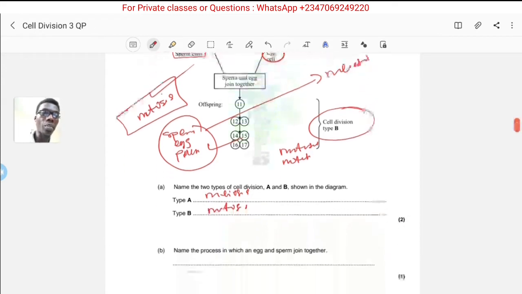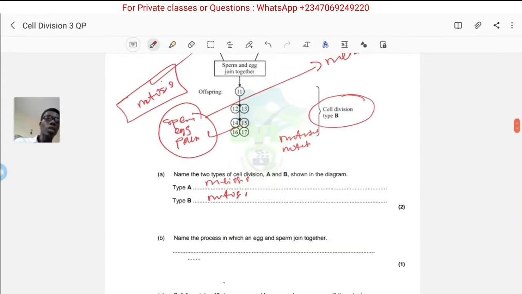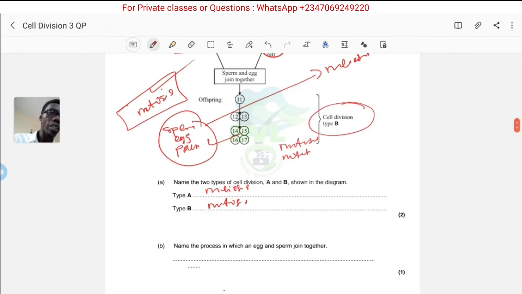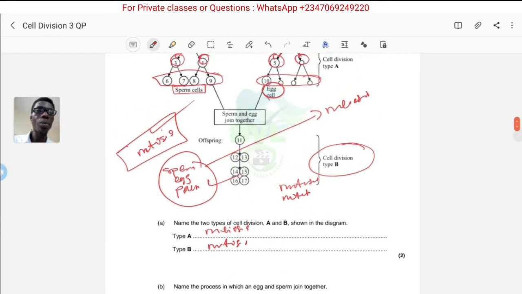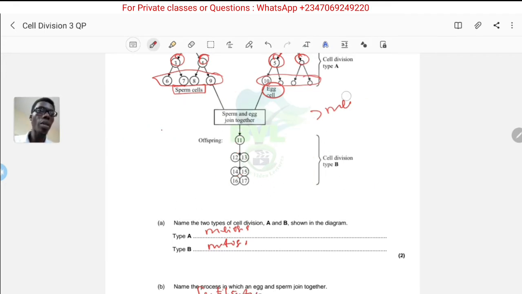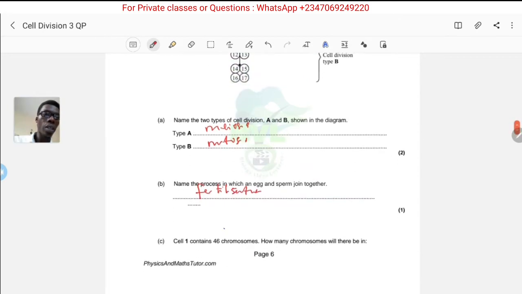Name the process in which an egg and sperm join together. That's happening here. That's simply fertilization. Fertilization. All right, this is a bit rough, sorry about that. So, moving on.